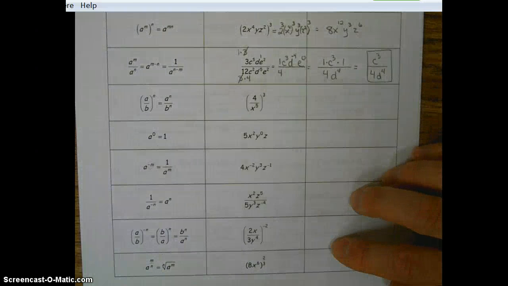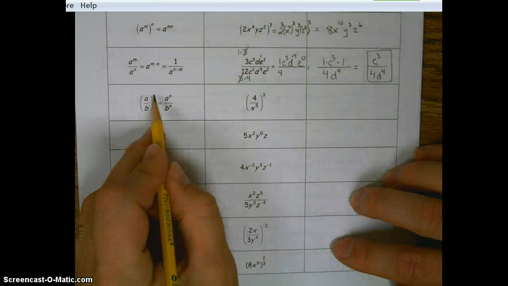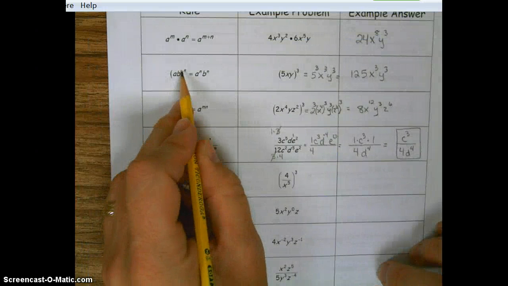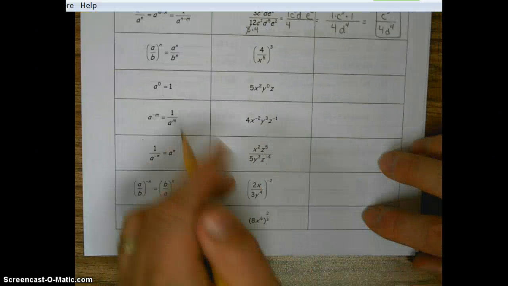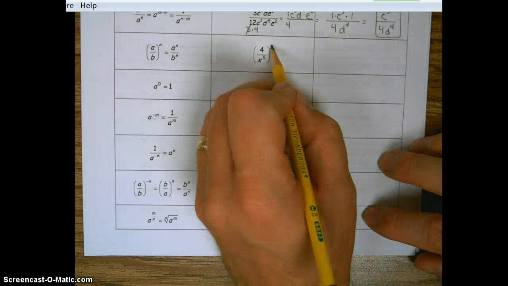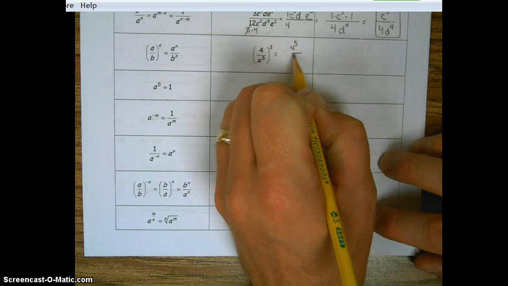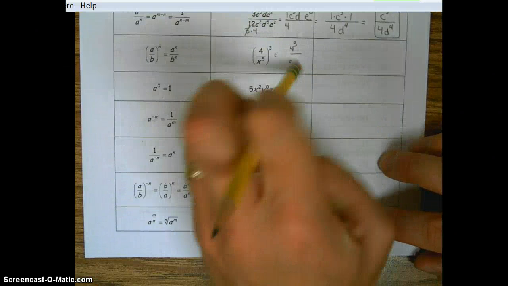Okay, moving on. Here we have a division problem and we have an exponent. Just like up here, we distributed the exponent when we had multiplication. Here we distribute the exponent when we have division. So distributing the 3 on the 4, distributing the 3 on the x to the 5th, oops.